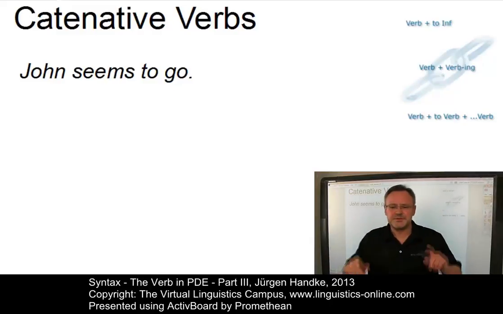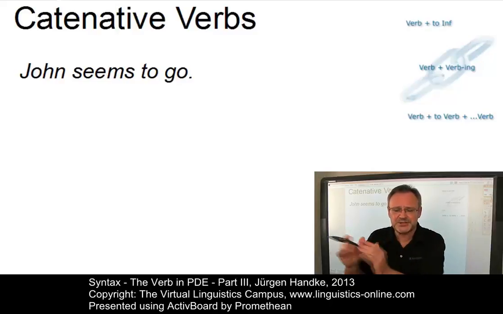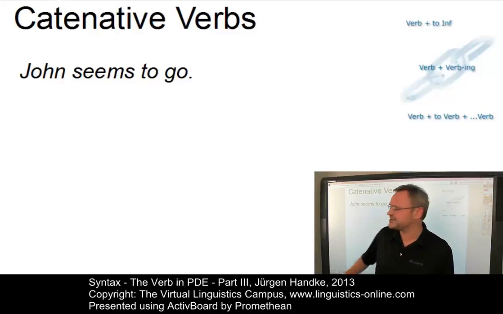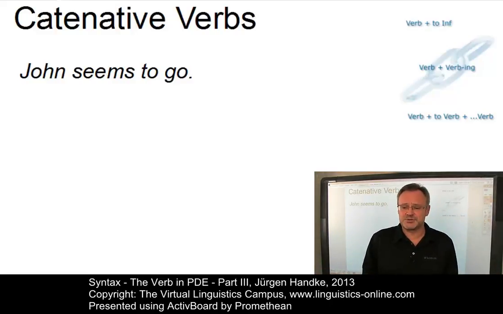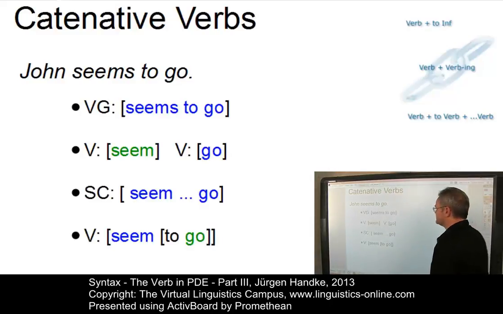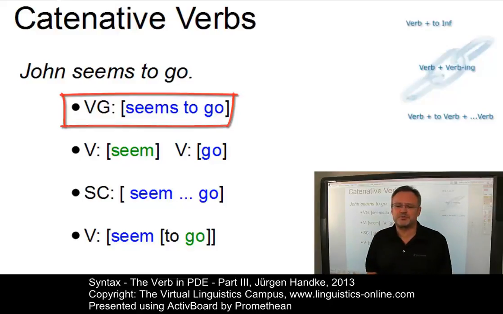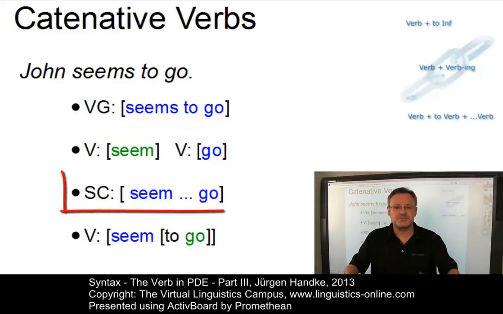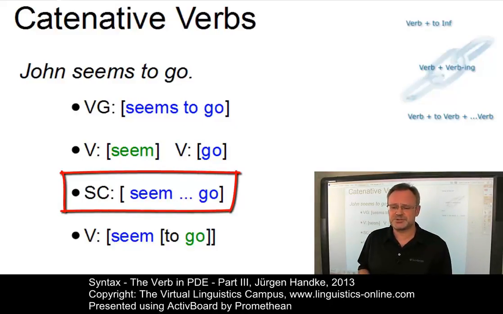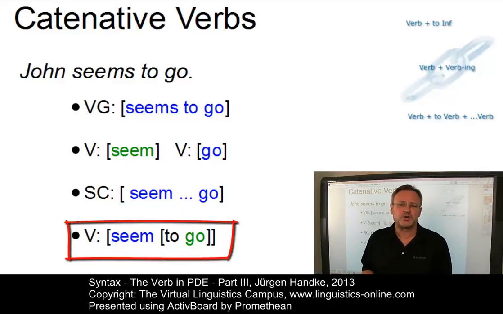The term catenative is used to denote lexical verbs that concatenate, just like a chain, to complex constructions such as this one over here, John seems to go. Now, how do we analyze such constructions? There are several options. Do they consist of a complex verb group such as seems to go as one verb group? Do they exhibit two verbs such as seem plus another verb go? Is it some sort of serial verb construction? Or do they represent a verb plus a non-finite clause to go?